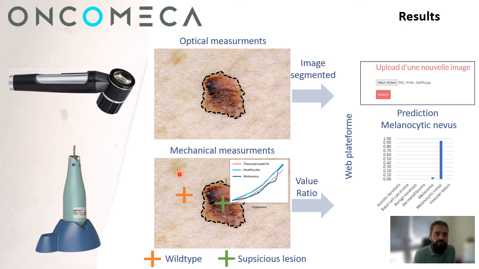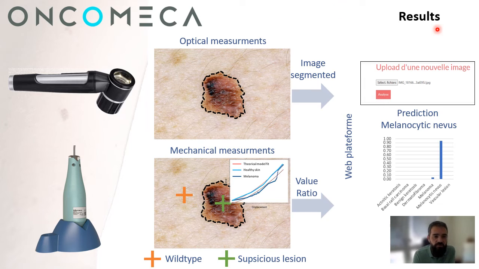Our program allows us to process the mechanical data by recreating the force curve, detecting the contact point thanks to AI, extracting mechanics at 100 micrometer, and then realizing a ratio between the two zones of measurement for the mechanical measurements. So the result obtained at the end is a ratio between the lesion and the wild type zone. The two data, picture and mechanical, are aggregated to be uploaded to our web platform to have a prediction with our artificial intelligence.